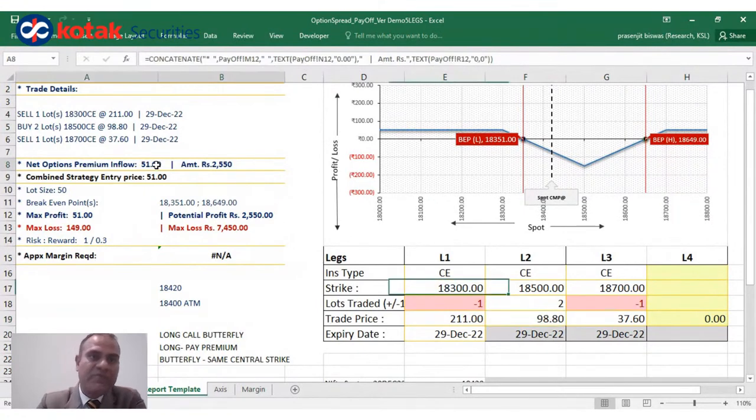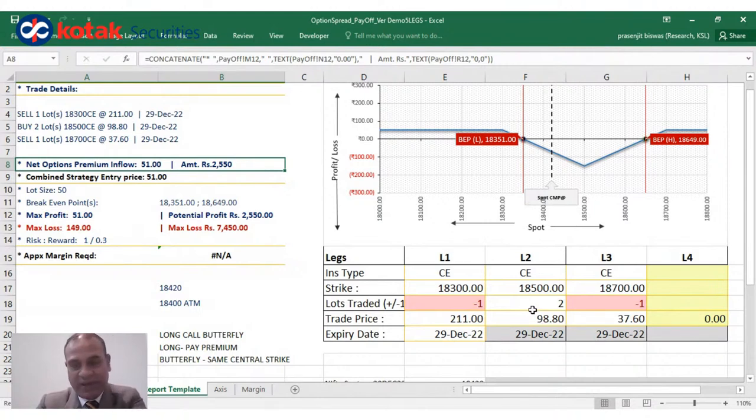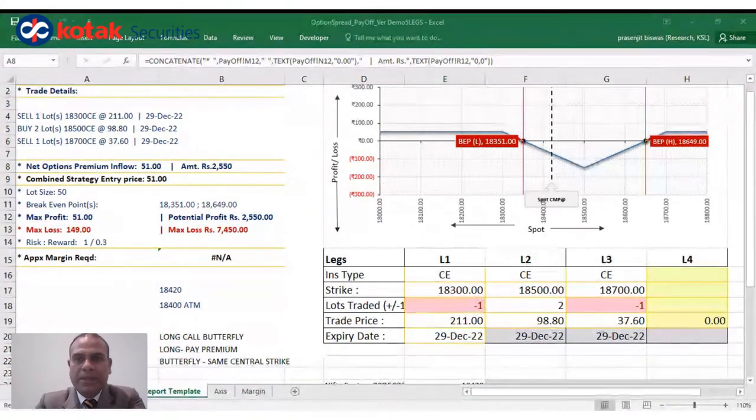So 52. Now since I am receiving premium, it will be called a short call butterfly. Short because I am receiving premium, right? So these are the basic strategies. I think this will be a brief introduction to these strategies, and maybe help you to understand a bit more.